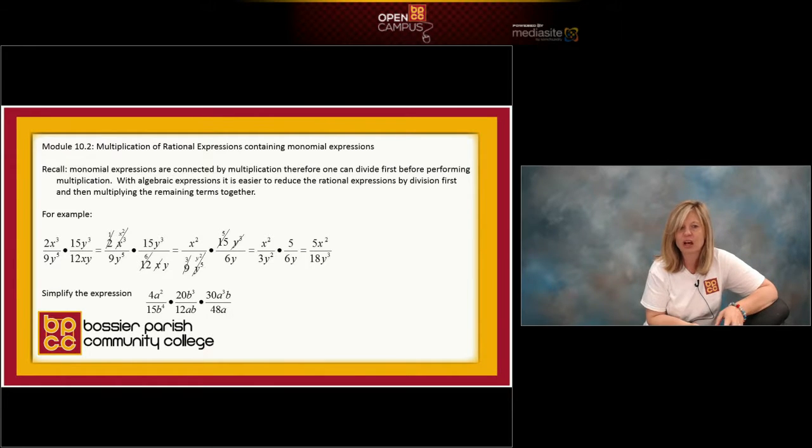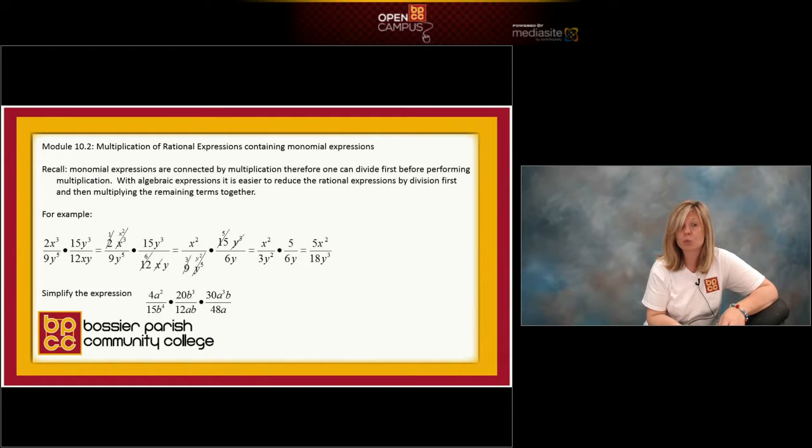Well, I can't use the 9y to the fifth. They have nothing in common. But I can take 2x cubed and factor it with the 12xy. 2 and 12 have a common factor of 2. And x cubed and x have a common factor of x. So now I'm going to do my division.